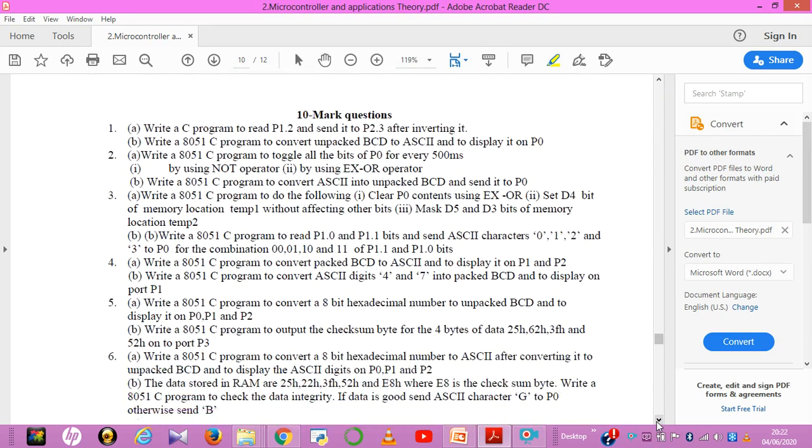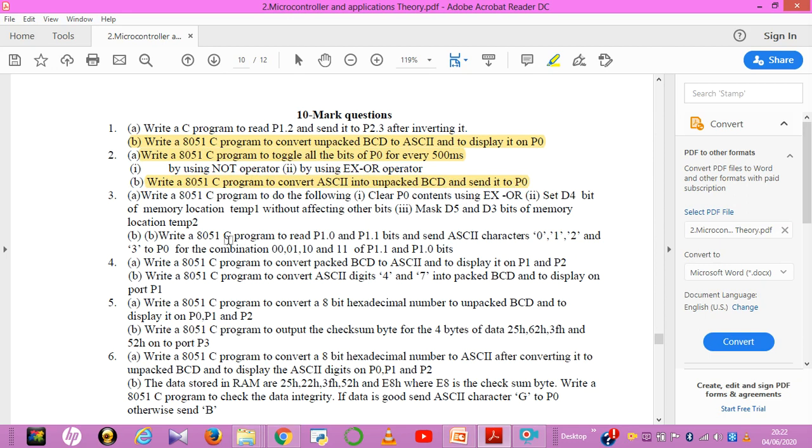For 10 marks, they are going to ask the important questions here. They have asked so many times. The important question is: write an 8051 C program to convert unpacked BCD to ASCII and display it on P0. This is one. Next, write an 8051 C program to toggle all the bits of P0 every 500 milliseconds. Write an 8051 C program to convert ASCII into unpacked BCD and send it to P0.